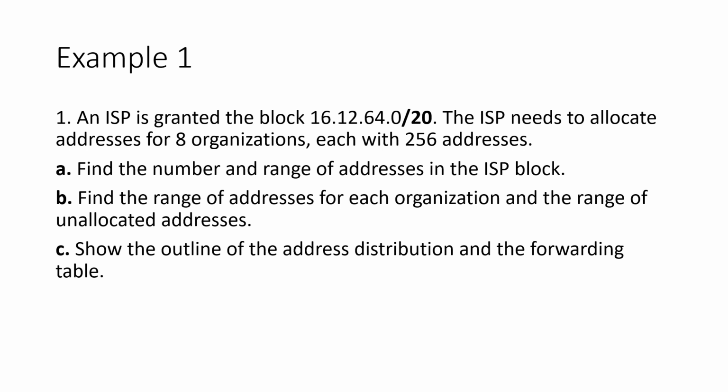In this part 2, we will see some example problems related to subnet masks. This is the problem. An ISP is granted the block 16.12.64.0/20. The ISP needs to allocate addresses for 8 organizations, each with 256 addresses. Find the number and ranges of addresses in the ISP block.